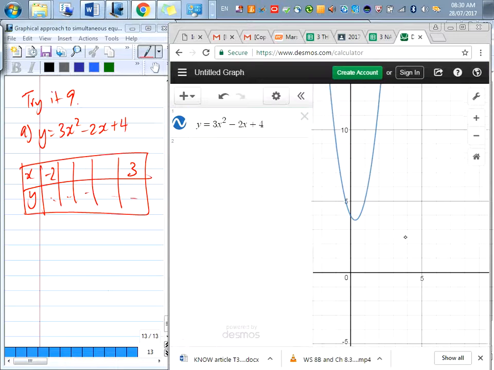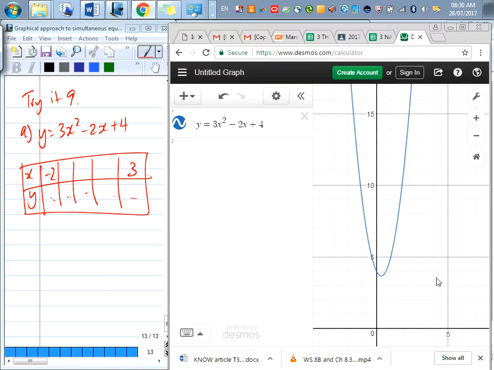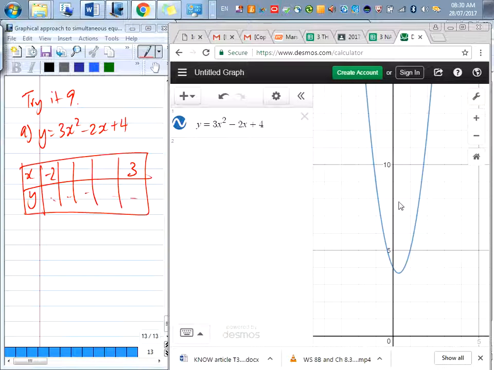Okay. So, a parabola opening upwards, because the coefficient of x squared is 3. It is positive. And we notice that it didn't cut the x-axis. But doesn't matter. We know how to deal with it if they ask us for the intersection point between the x-axis and the graph. Okay? So now, part B, part 1.